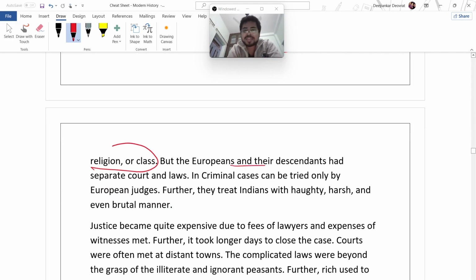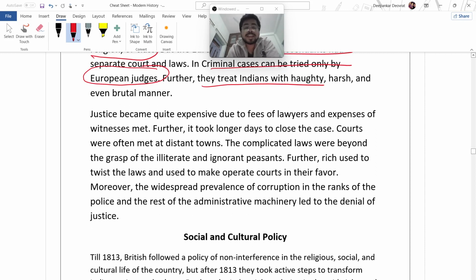But the Europeans and their descendants had separate laws and codes, and in criminal cases could be tried only by European judges. Further, they treated Indians in a haughty, harsh, and brutal manner. So they discriminated against people on the basis of region. Indians were treated in one manner and the British in a different manner. So justice became quite expensive.